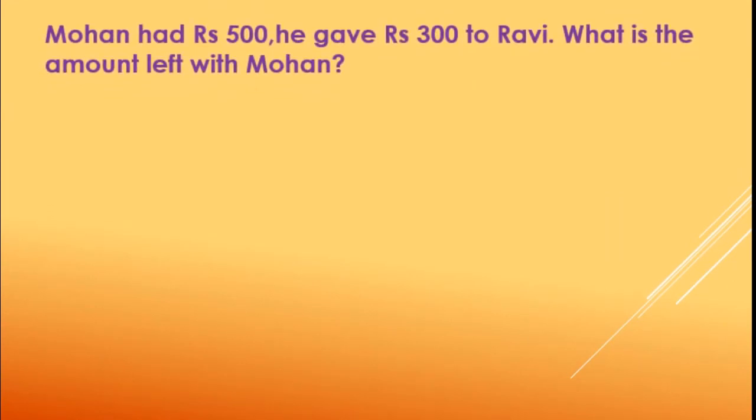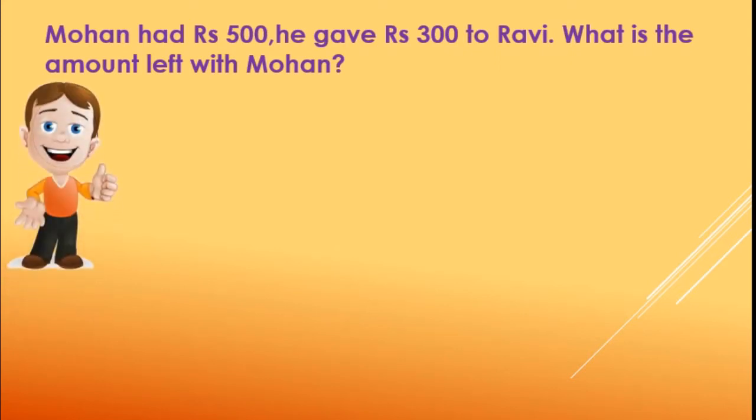One sum is there. Mohan had rupees 500. He gave rupees 300 to Ravi. What is the amount left with Mohan? First understand the sum, that here two friends are there, Mohan and Ravi. Mohan has 500 rupees with him and Ravi needs rupees 300. Here Mohan helps Ravi by giving 300 rupees. Then we have to calculate how many rupees left with Mohan.